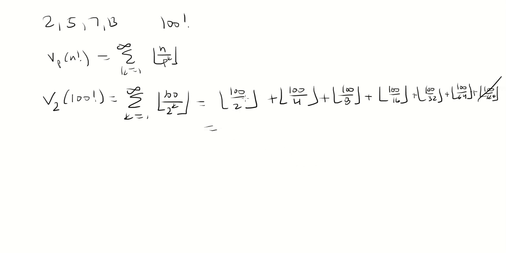So then we simplify. 100 divided by 2 is 50, 100 divided by 4 is 25. But when you do 100 divided by 8, it's 12.5, and when you take the floor of that, the integer part, it's 12. 100 divided by 16, it goes in 9 times fully. 100 divided by 32, it goes in 3 times. And 100 divided by 64 is only once. So adding all of these up, we end up with 97.